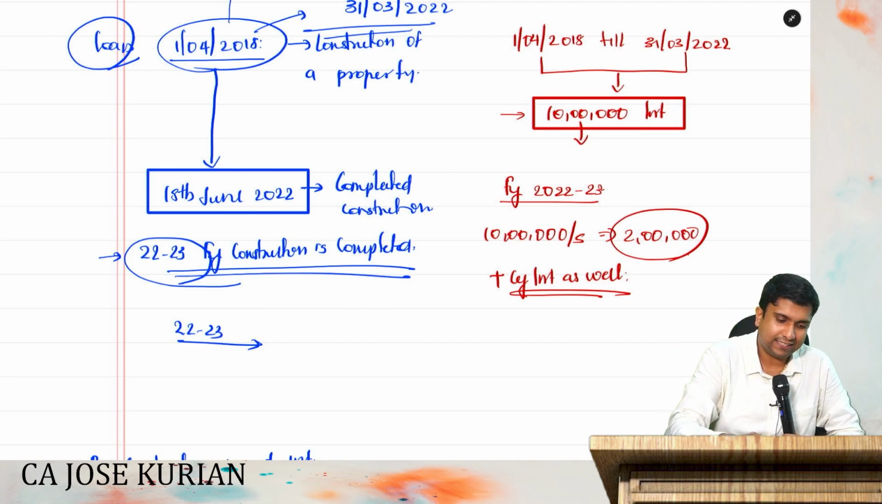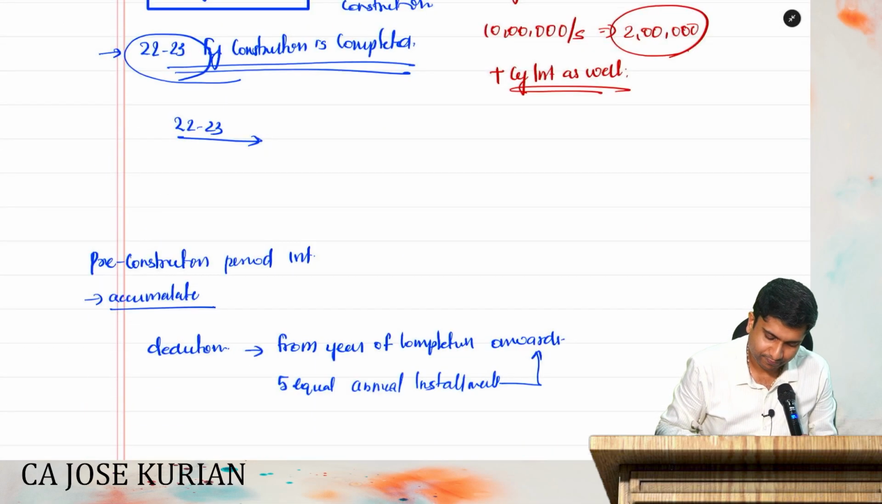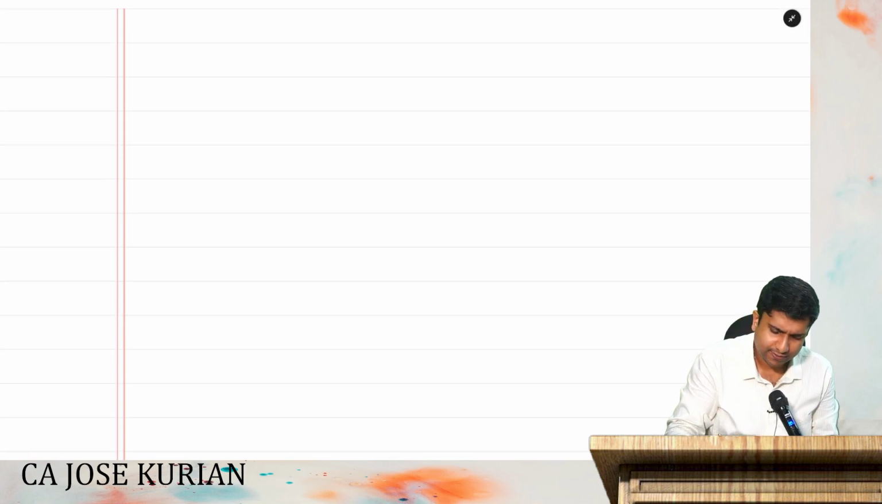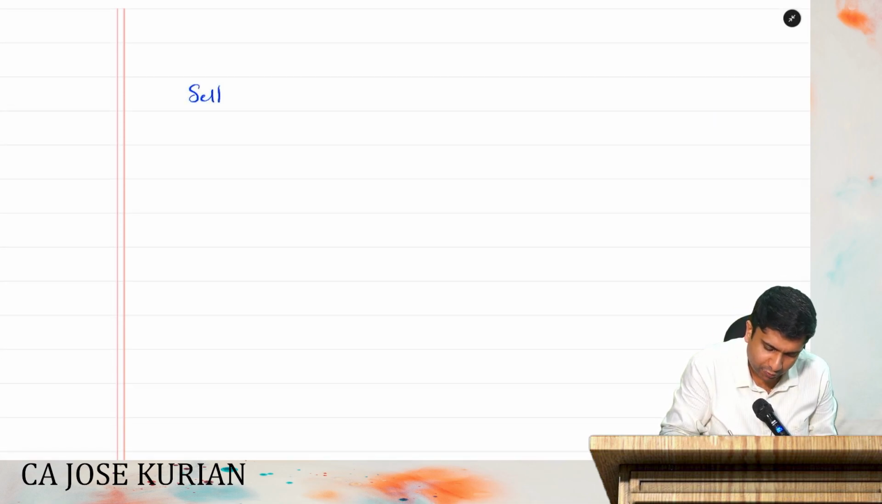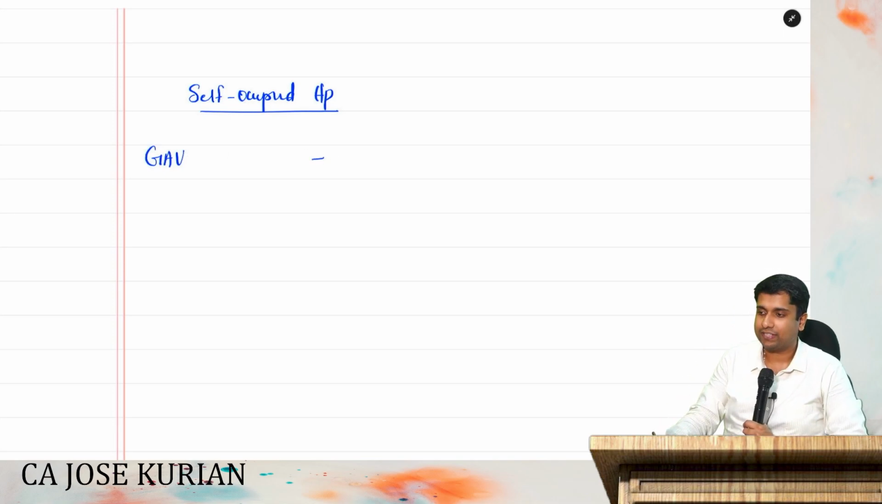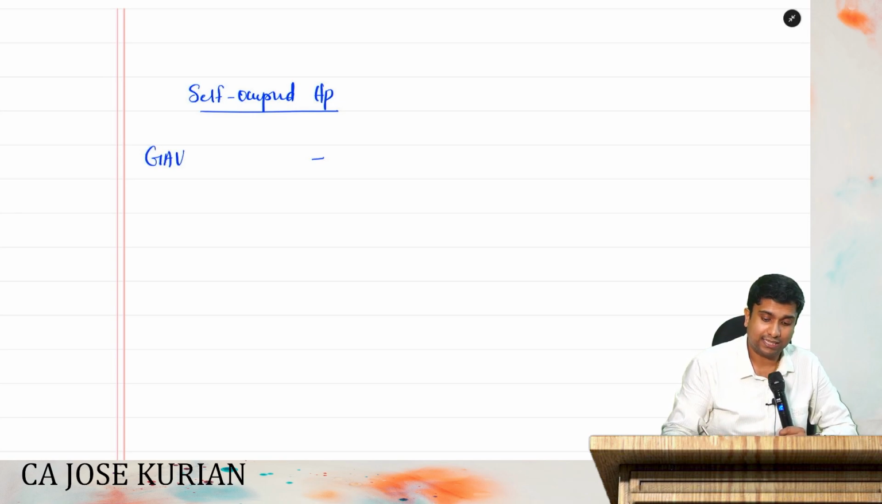Yes. So these are the things that you need to know in interest. Moving on to the next thing under interest. Listen, friends. Let's discuss self-occupied house property. What was the gross annual value of self-occupied house property? According to what we have discussed, how do you compute the gross annual value of self-occupied house property? It is nil.